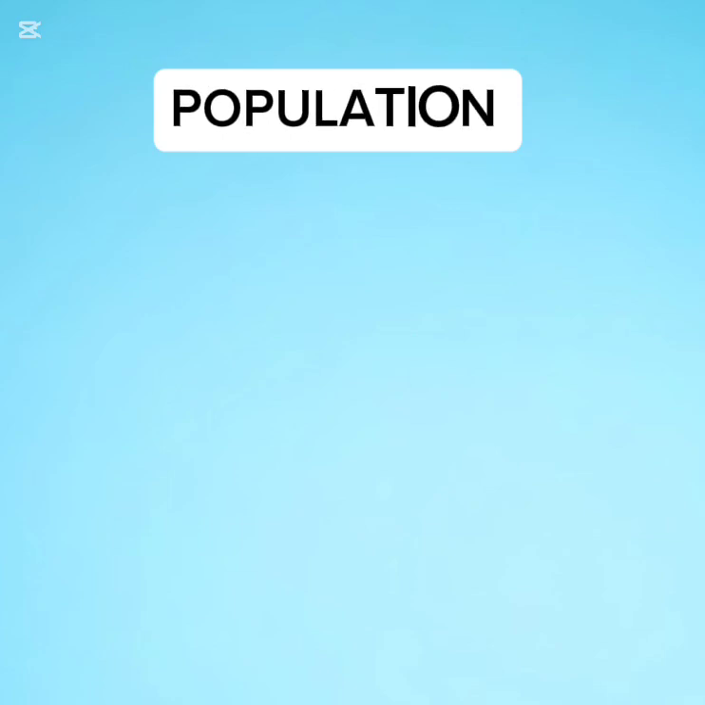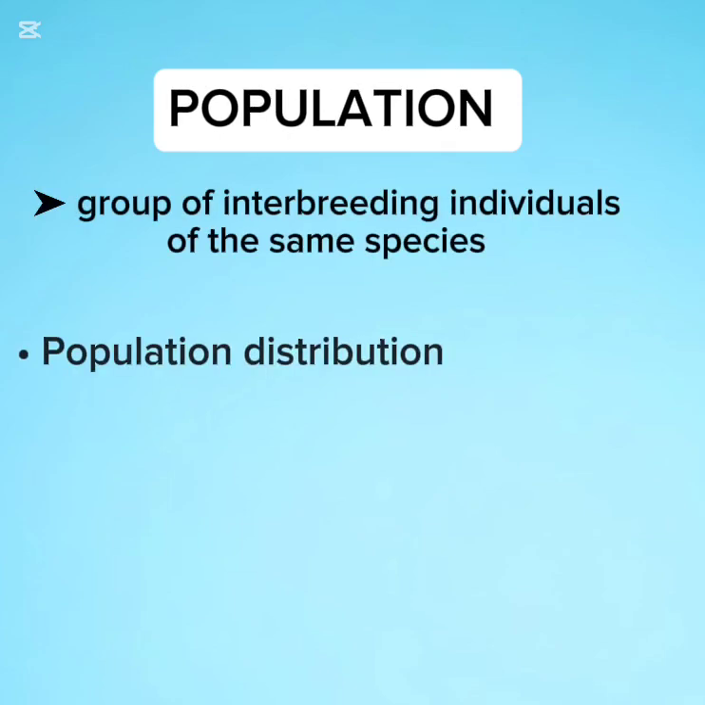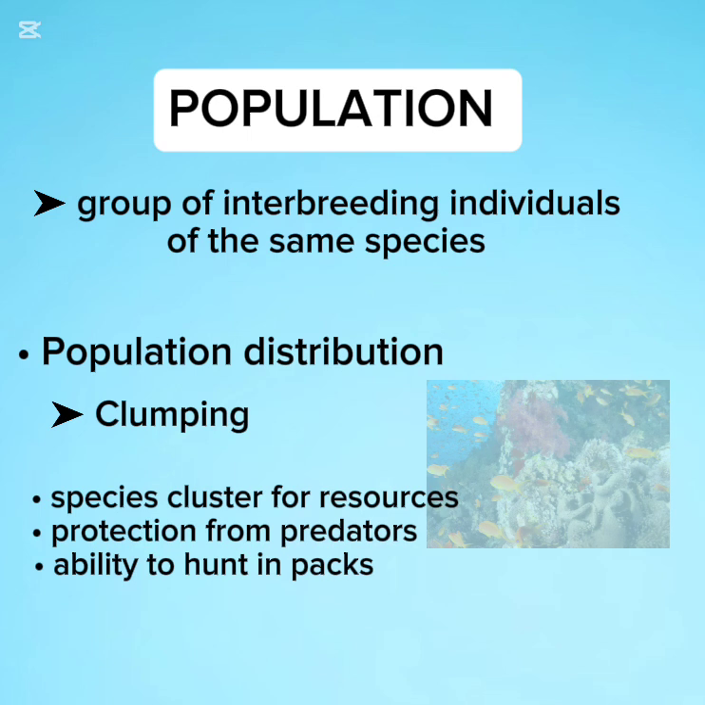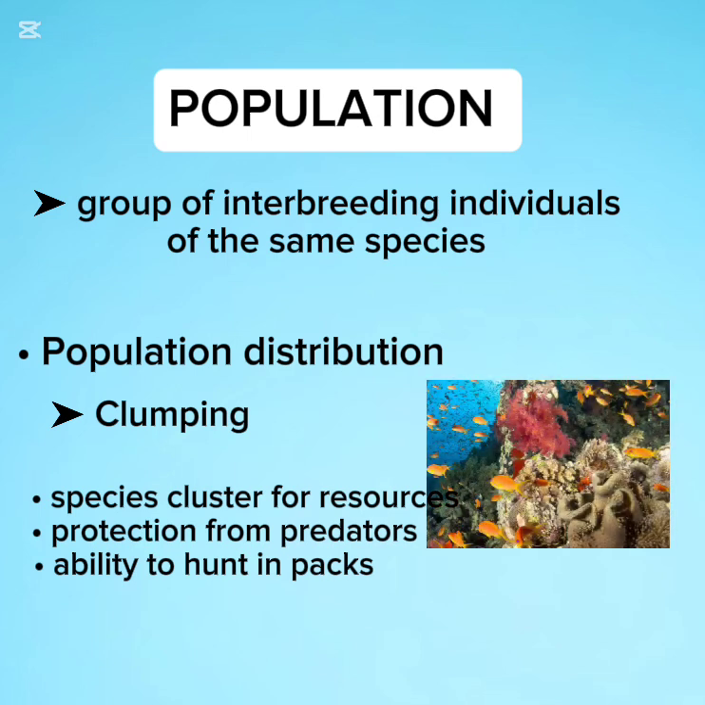Let us proceed to population. When we are talking about population, it refers to a group of interbreeding individuals of the same species that live in a specific area. Next is population distribution. The word population distribution itself refers to the way individuals are spread out across a given area. Population distribution has many types. One of them is clumping. Clumping is a specific type of population distribution where individuals of a species cluster together in groups or patches.